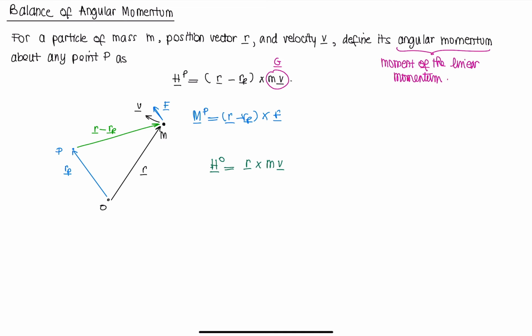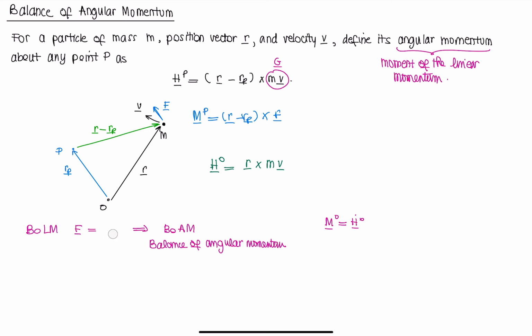Now, if I look at the balance of linear momentum, F equals ma, for a particle, I can derive an equation that we will call the balance of angular momentum. And that relates the rate of change of the angular momentum, h dot O, which is equal to the sum of moments acting on the system about point O. We will derive this equation. Actually, for a particle, we can derive this equation from the balance of linear momentum.